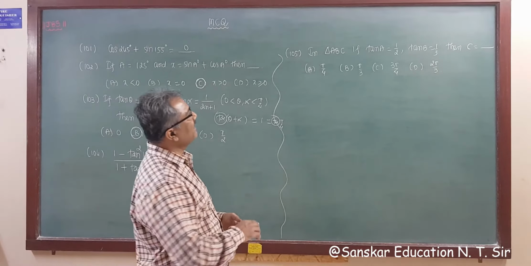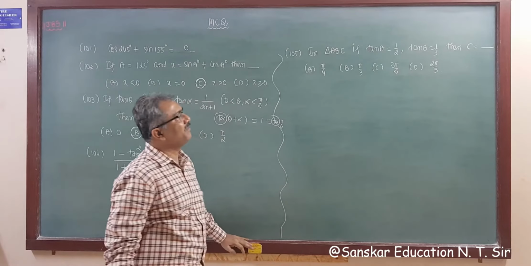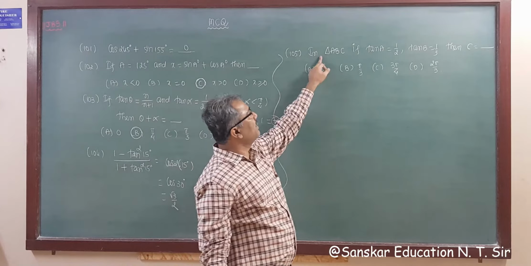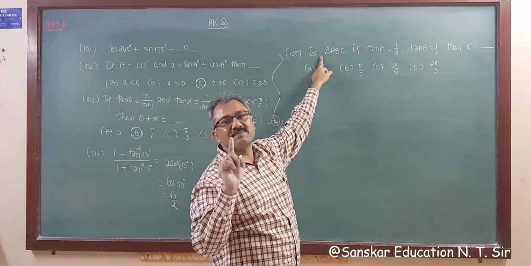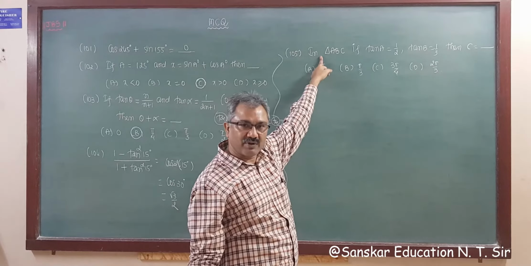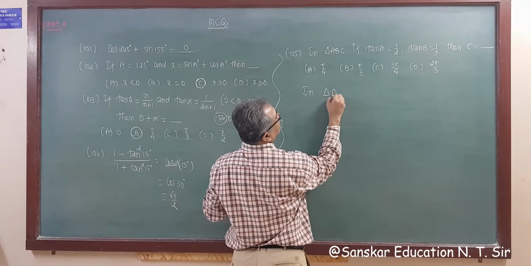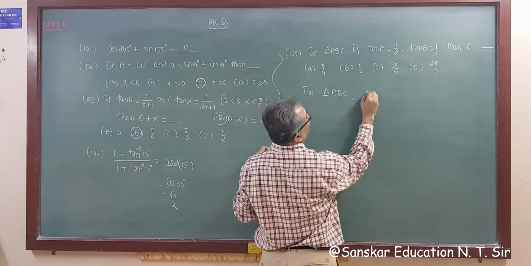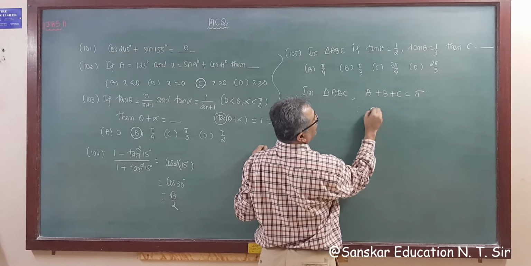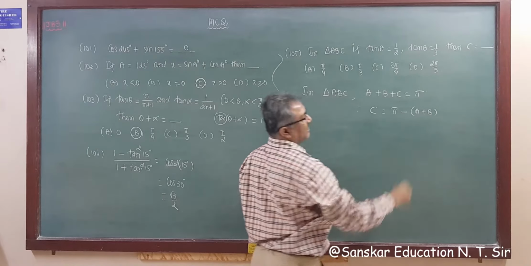Now it is given in triangle ABC, if tan A is equal to 1/2 and tan B is equal to 1/3, then you have to find out C. Now, as I told you, in triangle ABC you have to take A plus B plus C is equal to pi, the sum of all angles. Three angles always sum to 180, that you know. So in triangle ABC, A plus B plus C is equal to pi. You have to find out C. So pi minus (A plus B), that is your answer.